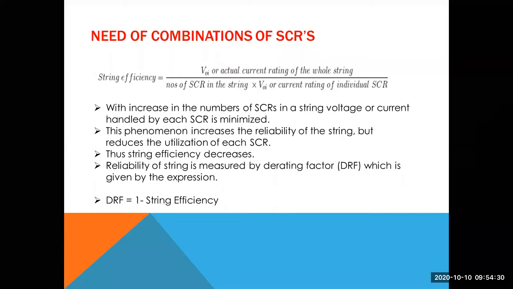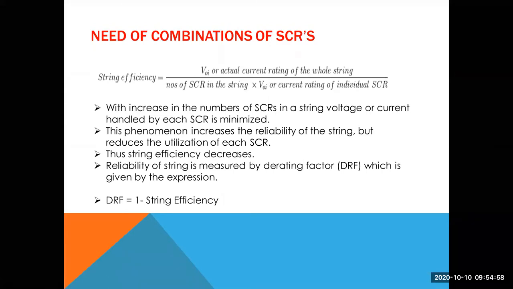Due to that, we get unequal voltage distribution across each SCR. With that problem, we are not getting string efficiency of 100%. That is the reason why you do not get 100% string efficiency in the practical case. 100% means 1, numerically.